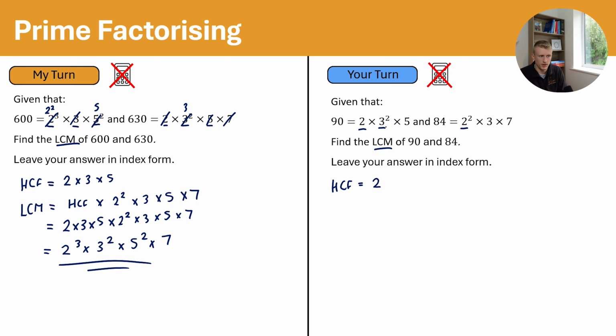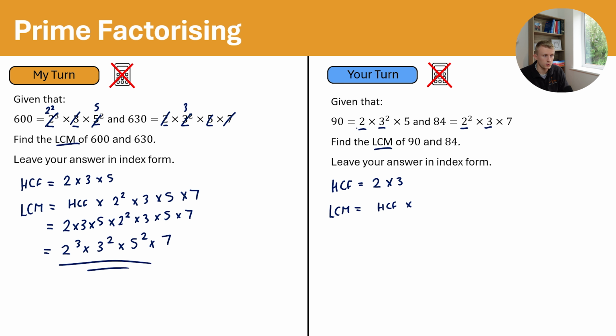And when it comes to the 3's, this is 3 squared and this is 3, so they have 1, 3 in common. And they don't have anything else in common. So they don't have a factor of 5 in both of them, nor do they have a factor of 7 in both of them. My lowest common multiple is my highest common factor multiplied by whatever was left over.